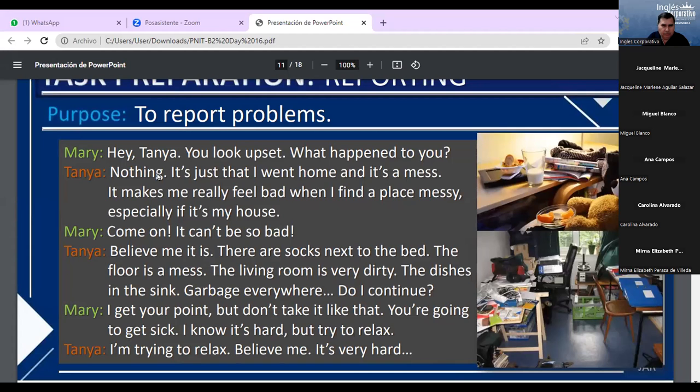I went home and it's a mess. It makes me really feel bad when I find a place messy, especially if it's my house. Come on, it can't be so bad. Believe me, it is. There are socks next to the bed. The floor is a mess. The living room is very dirty. The dishes in the sink, garbage everywhere. Do I continue? I get your point, but don't take it like that. You are going to get sick. I know it's hard, but try to relax. I am trying to relax. Believe me, it's very hard. Okay.